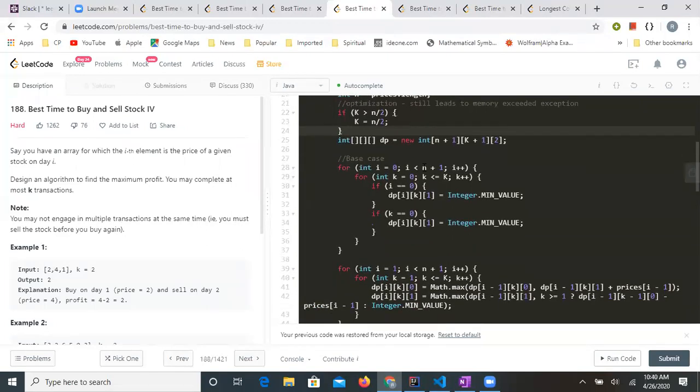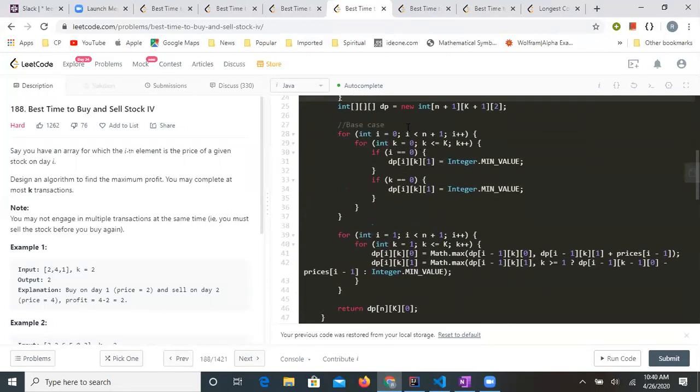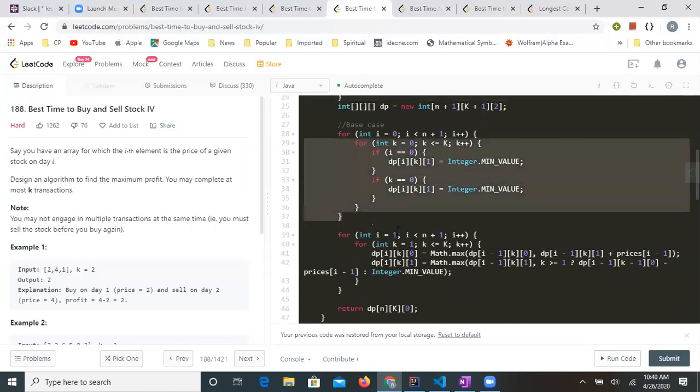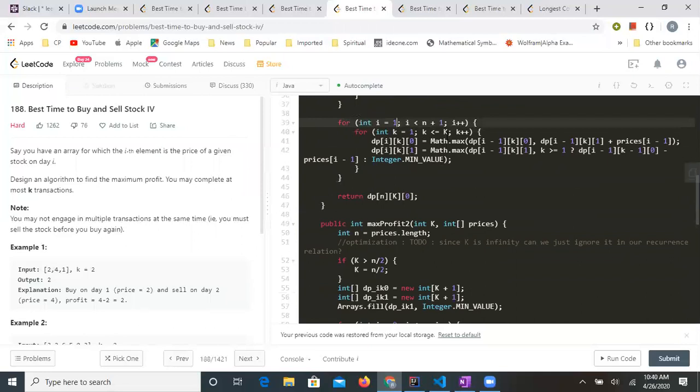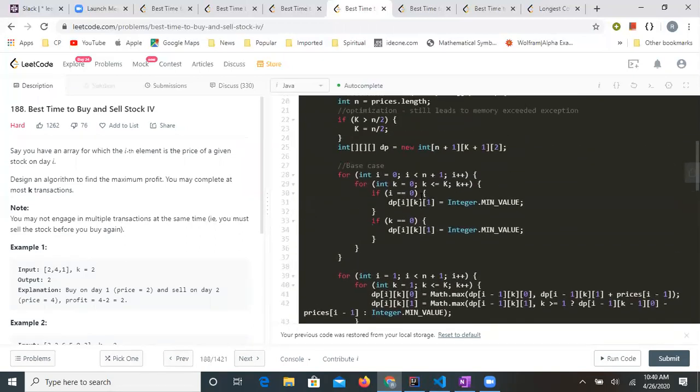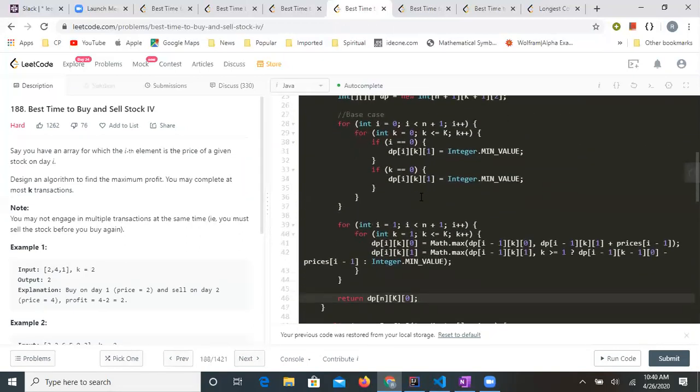And yes, after that, we just do the exact same story which we have been doing. We initialize the base case, and same thing which we do here. Instead of K equal to 2, now we do K equal to K. Exact same equation we write, and we return the same thing. But it will time out. Actually, it will most likely have a memory exceeded exception. So we will go through the space optimization, or another approach which will help you solve this problem.